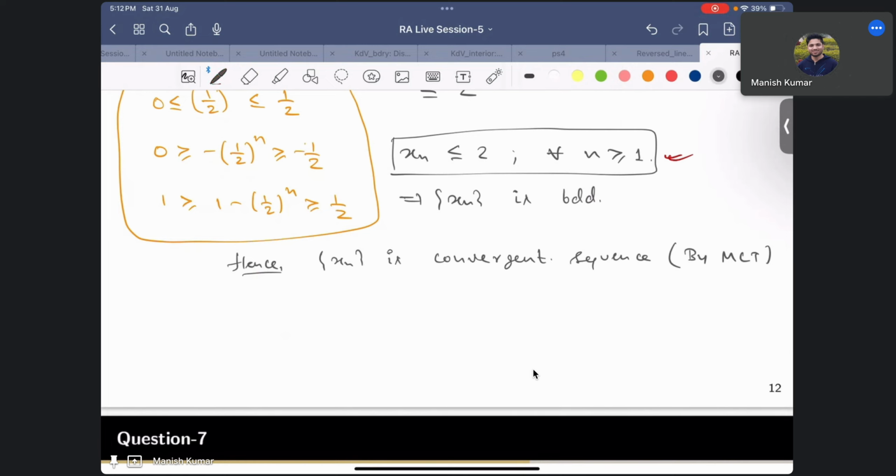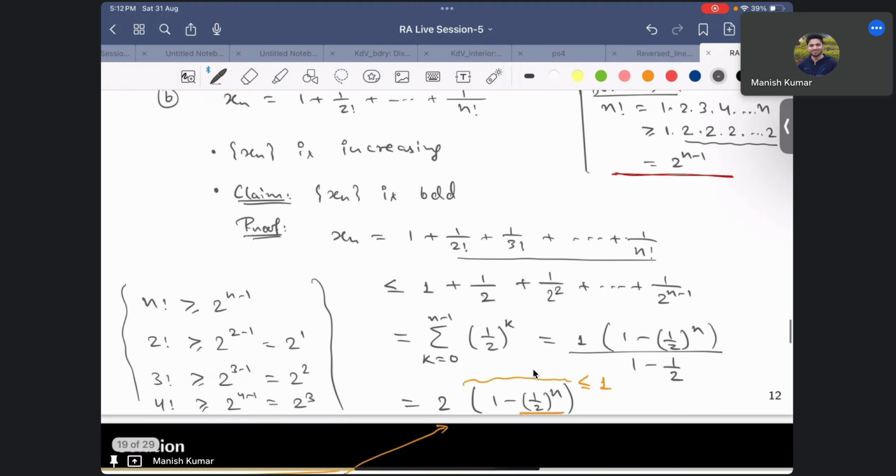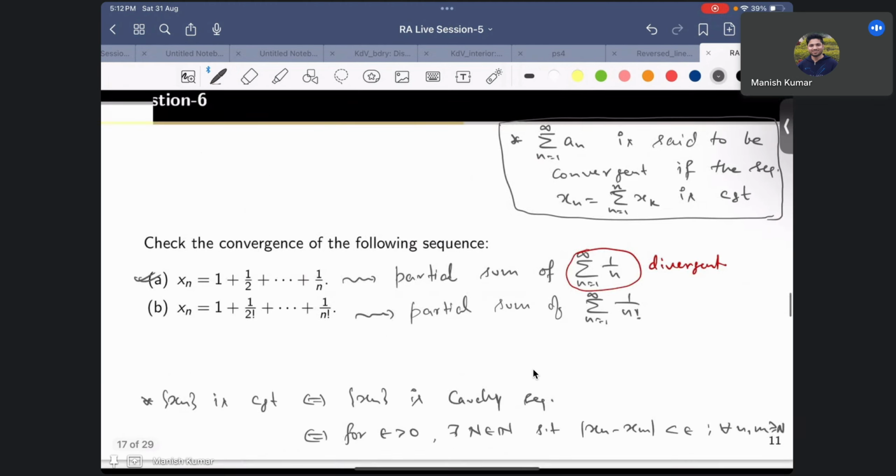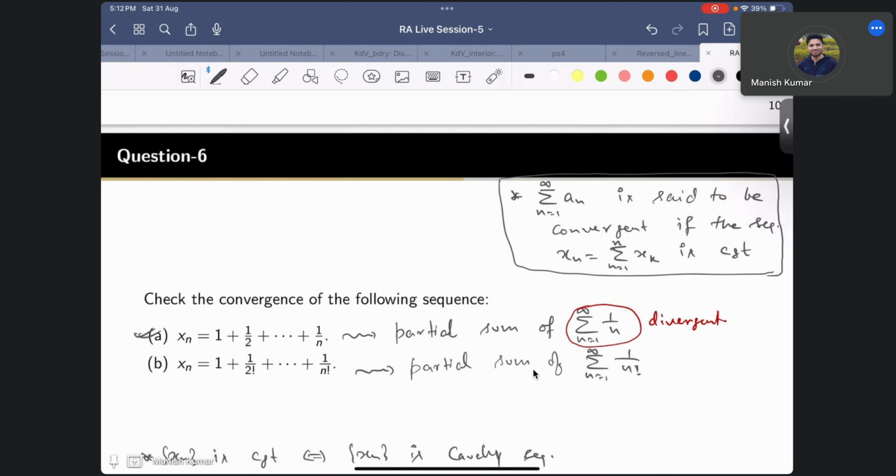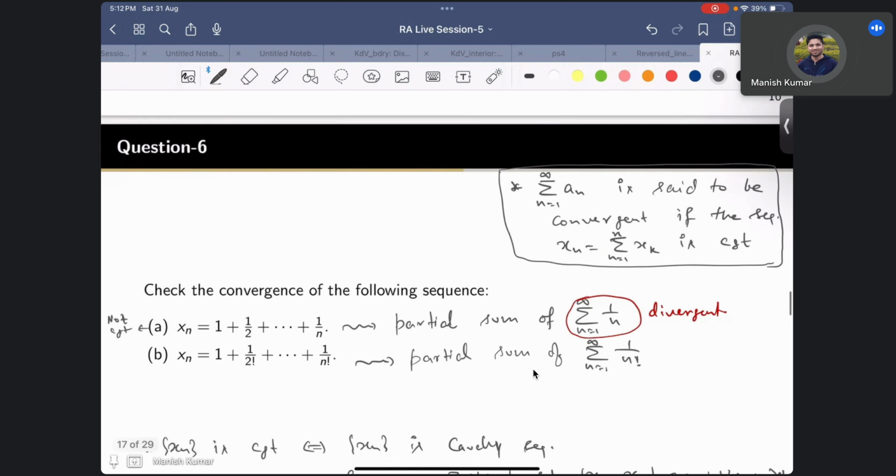Okay, so we have shown that the series of 1/n is divergent, not convergent. In other words, the series 1/n is divergent, and this is convergent. Okay, the summation of 1/n factorial.